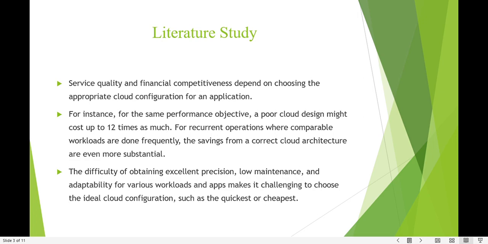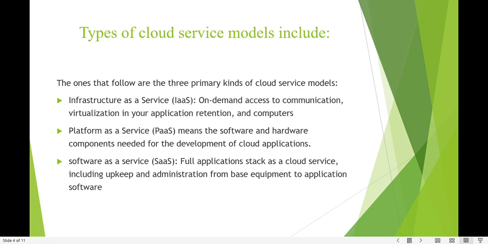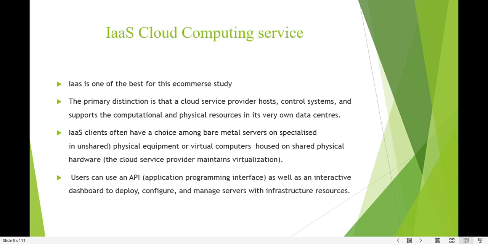For our apps, this makes it challenging to choose the ideal cloud, such as the quickest and the cheapest one. So the types of cloud services include infrastructure as a service, platform as a service, and software as a service. Infrastructure as a service is nothing but on-demand communication with the virtual and application redundancy. Platform as a service provides a platform where you can use software and hardware. Software as a service is where you'll have full stack applications of the cloud, including an administrator and base equipment which you can use.